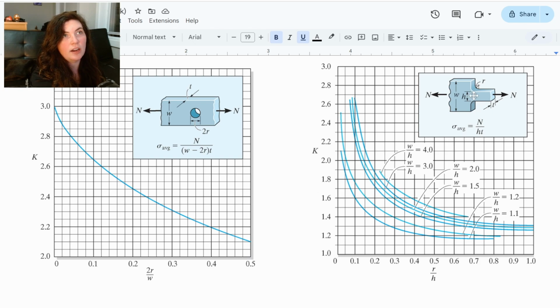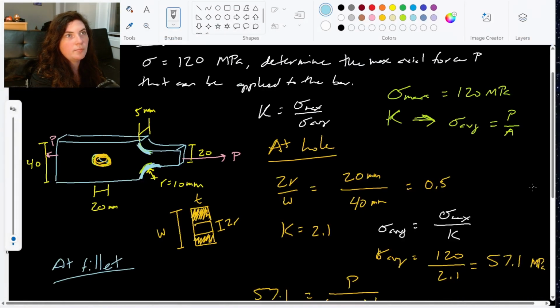In this case, our H is the height of the skinny bit, our lesser area. Our W is that full width that it's coming from. And then the radius is the radius of the fillet, of that curving down. So it's not going like a hard right corner, like a dumbbell would, but instead it has this nice curved corner, kind of smoothing that transition. So I need W, R, and H. R over H, W over H.